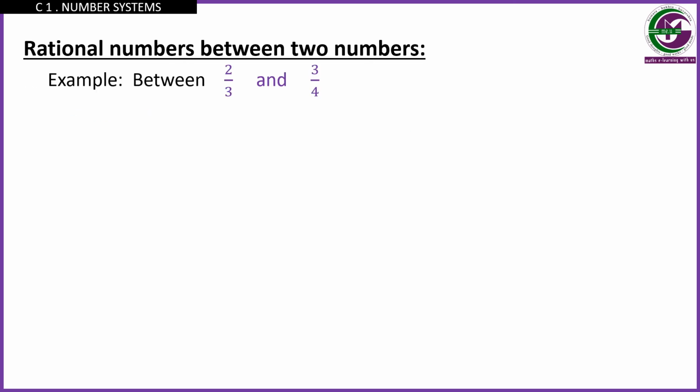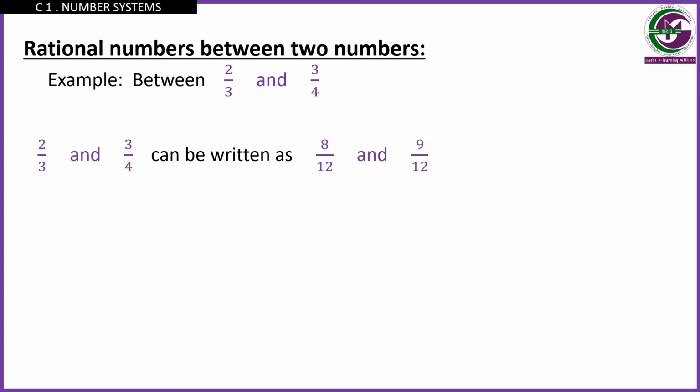Let's choose another example. Finding a few rational numbers between 2 by 3 and 3 by 4. But here, did you notice that the denominators are not the same? But don't worry, you know how to make them the same. You can choose the LCM of 3 and 4, which is 12. So make the denominators 12. Multiply by 4 up and down with the first fraction, and multiply by 3 up and down with the second fraction. So the first fraction is 2 times 4 is 8, and 3 times 4 is 12. 3 times 3 is 9, and 4 times 3 is 12. So we have the numbers 8 by 12 and 9 by 12.